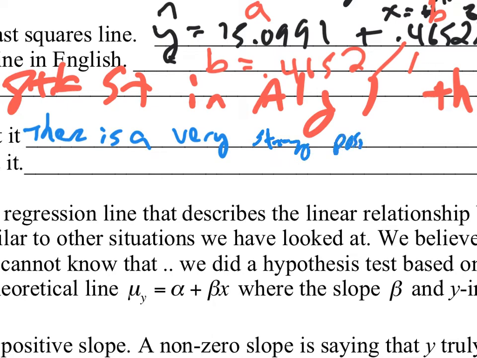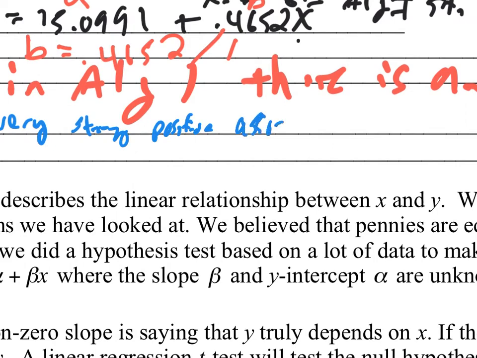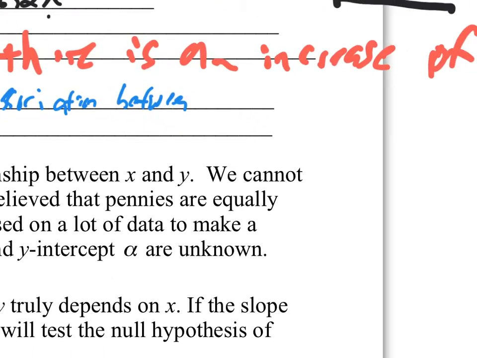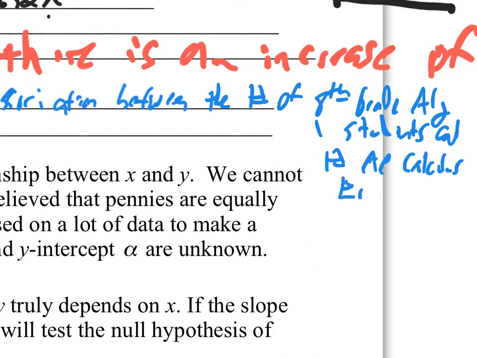Positive association. Positive. And I heard you say, Manny, you want to use the word association. Yeah, or correlation, doesn't matter. Between what? Between the number of 8th grade Algebra 1 students, the number of students who will eventually take the AP calculus, and the number of AP calculus exam takers. That's good, Manny.